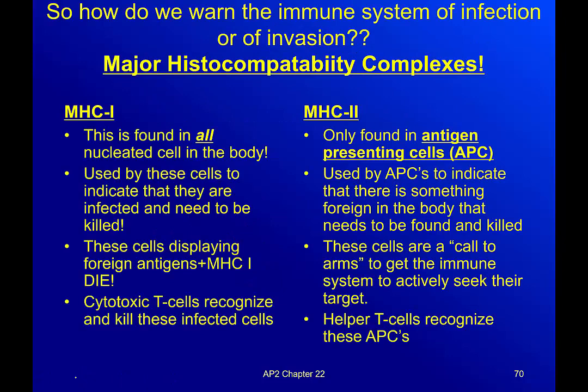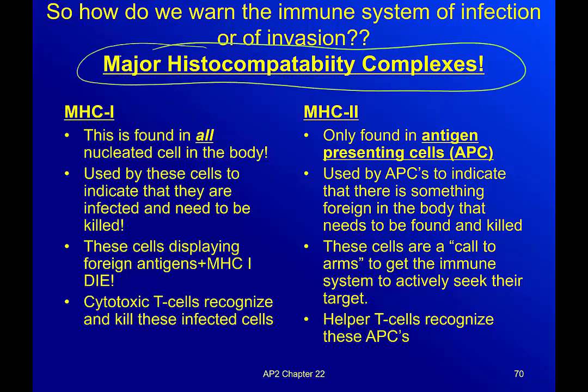So how do we actually warn the immune system of an infection or an invasion? We have these things called major histocompatibility complexes, MHCs. We have two types, MHC1 and MHC2.